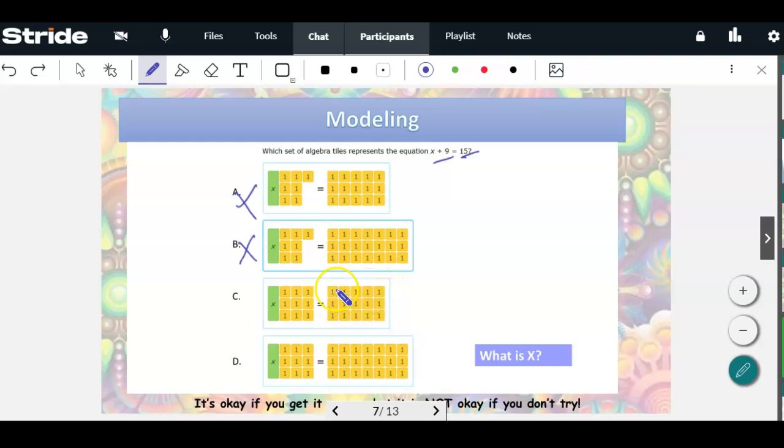This one has 1, 2, 3, 4, 5, 3 rows, that is 15. There's too many here on D. And if you solved it, you would subtract 9 from both sides, and you get x is equal to 6.